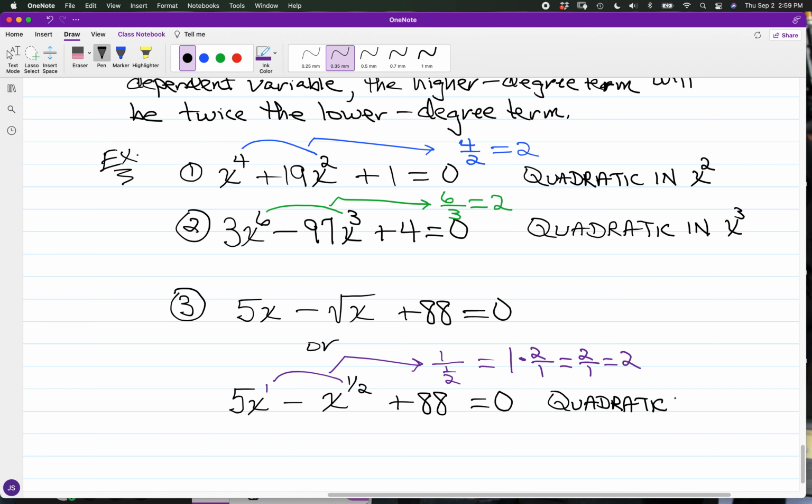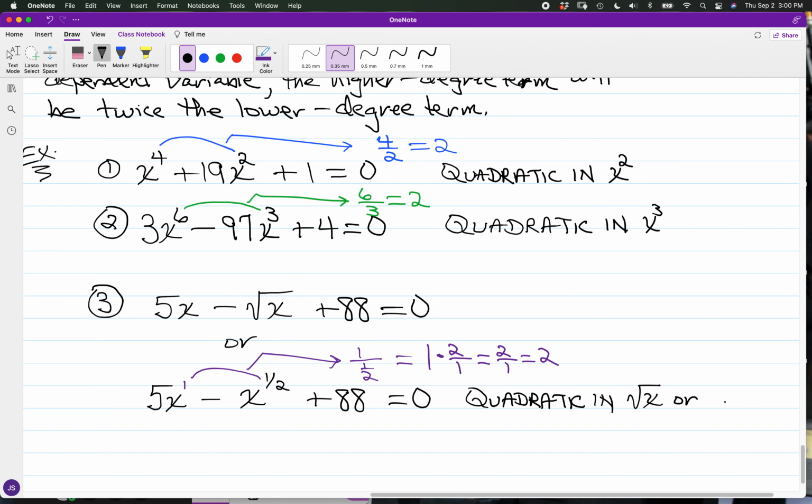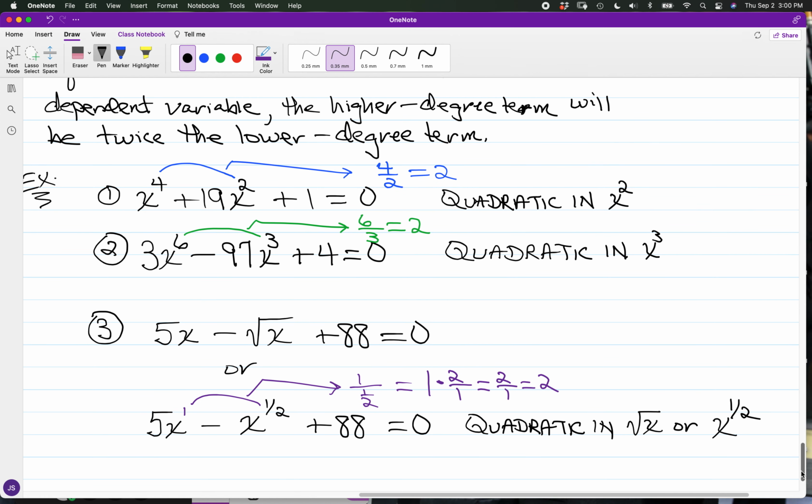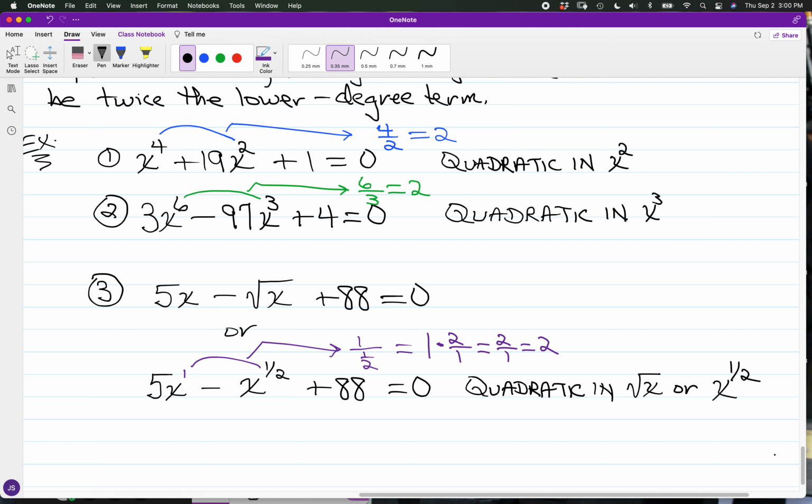you can say this equation is going to be quadratic in the square root of x, or as its exponential equivalent, we could say that it is quadratic in x to the 1/2. So for equations quadratic in form, they could be just single variable equations. But if you have two variable terms, again, the higher order variable term would be twice the degree of the lower. And these three cases are as such.